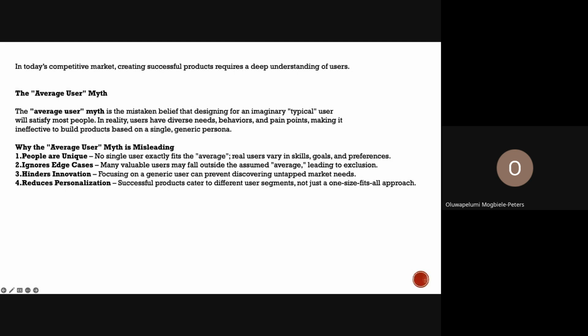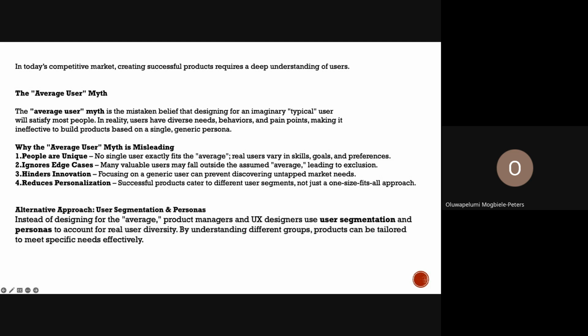You're all very correct. Because of this average user myth, as product managers, it's one fundamental factor we need to address as early as possible. And that was why the alternative approach in product management came up, what we basically call user segmentation. So instead of designing for the average user, product managers and UX, those are user experience designers, came up with the concept of user segmentation and personas to account for real user diversity by understanding different groups, so products can be tailored to meet specific needs effectively. And that is exactly what we're doing today: to identify our users, segment them, put them into personas, so that we can create products that are tailored to meet their specific needs.